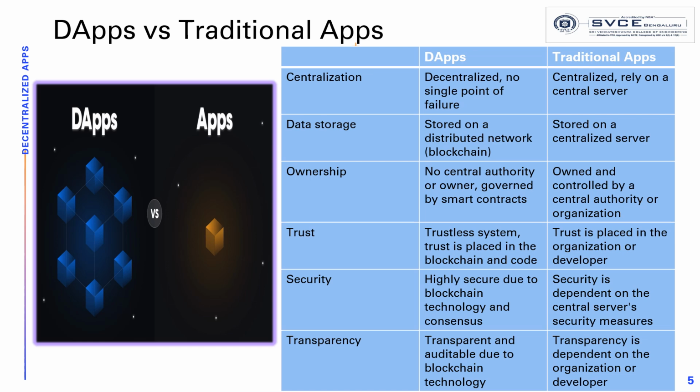When it comes to the security factor, DApps are highly secure due to blockchain technology and consensus, whereas in traditional apps, security is dependent on the central server's security measures. DApps are transparent and auditable due to blockchain technology, whereas in traditional apps, transparency is dependent on the organization or developer. So this is the comparison of DApps along with the traditional apps. So what are the advantages we'll be getting in decentralized applications over traditional apps?